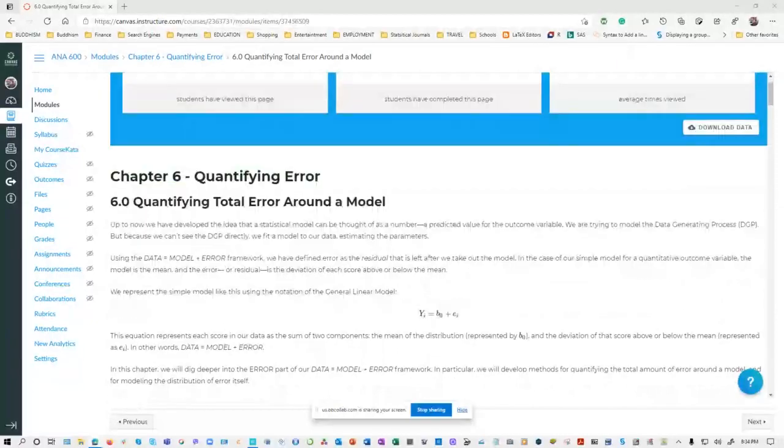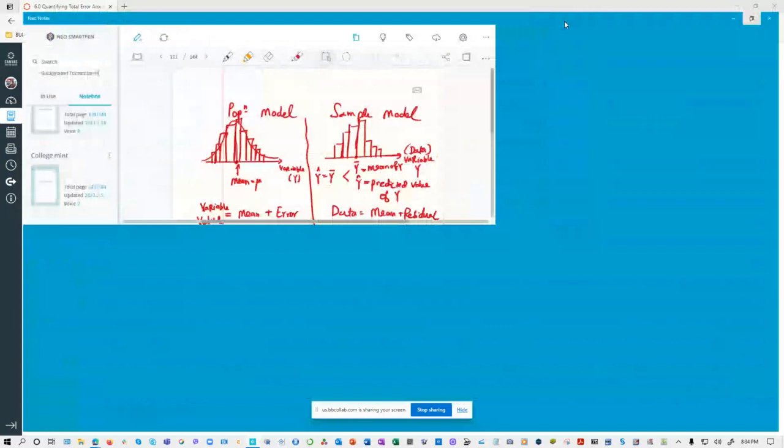Now the error term plays a heavy role in our discussion. We can check the error for each and every data point. Let me go ahead and share the next screen so you can see what I'm talking about. Okay, this is what I'm talking about.